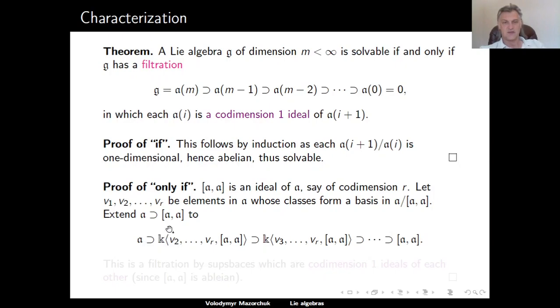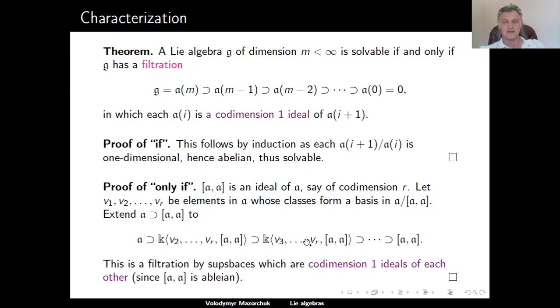So since the quotient of A modulo the commutator is an abelian algebra, each component of this filtration is a codimension 1 ideal in the previous component. So it's a codimension 1 by construction, and it is an ideal simply because this quotient is abelian. So the commutator goes inside the derived algebra of A anyway.